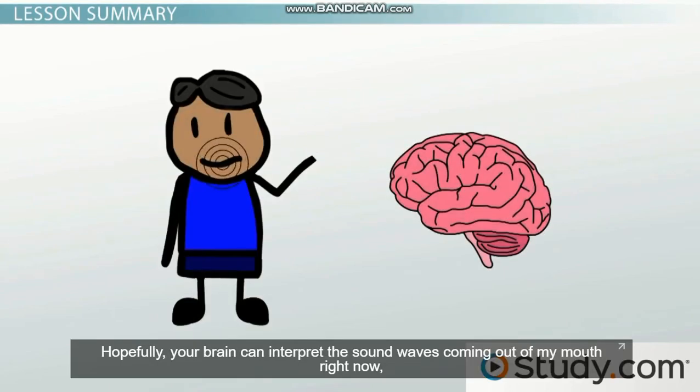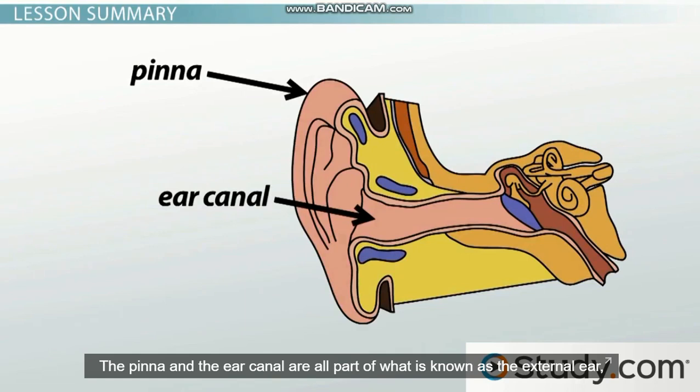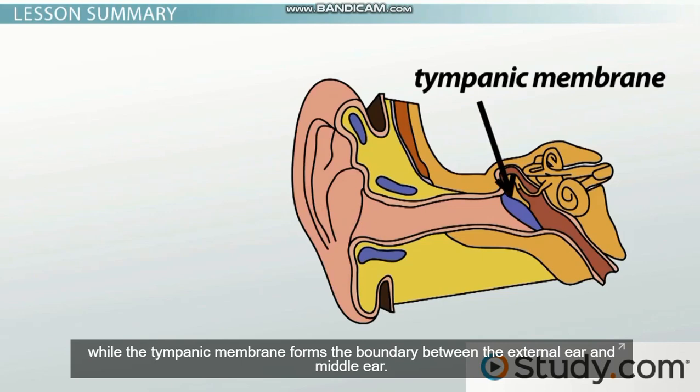Hopefully, your brain can interpret the sound waves coming out of my mouth right now, as it's time to review the important parts of this lesson. The pinna and the ear canal are all part of what is known as the external ear, while the tympanic membrane forms the boundary between the external ear and middle ear.